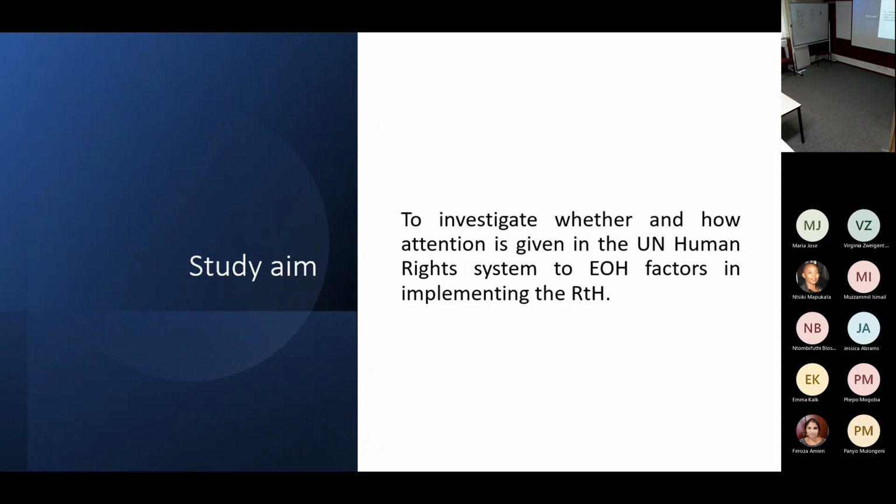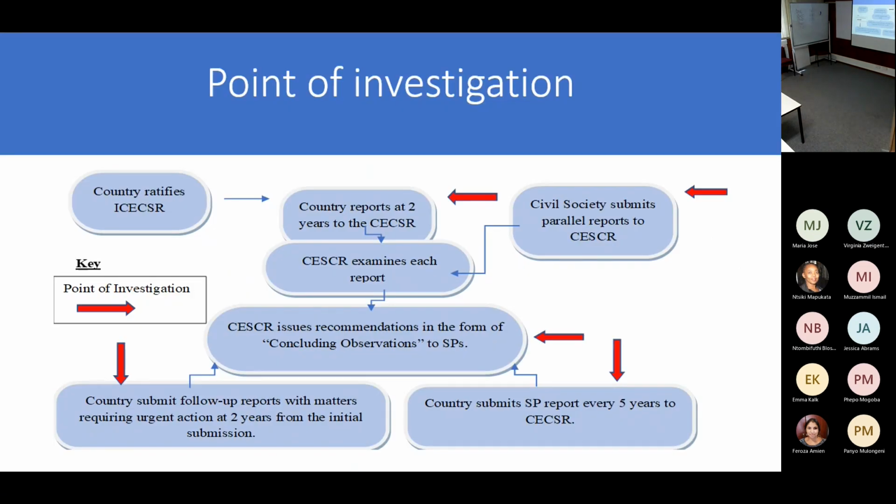So what was the aim of this study? Our study aim was to investigate whether and how attention is given in the United Nations human rights system to environmental and occupational health factors in implementing the right to health. So that was our main study. At which point were we investigating these issues to find out what was happening? Firstly, as we have already elaborated in the previous slide, after the state party has ratified the covenant, they are required to submit reports within 2 years to the committee, which is called the CESCR.